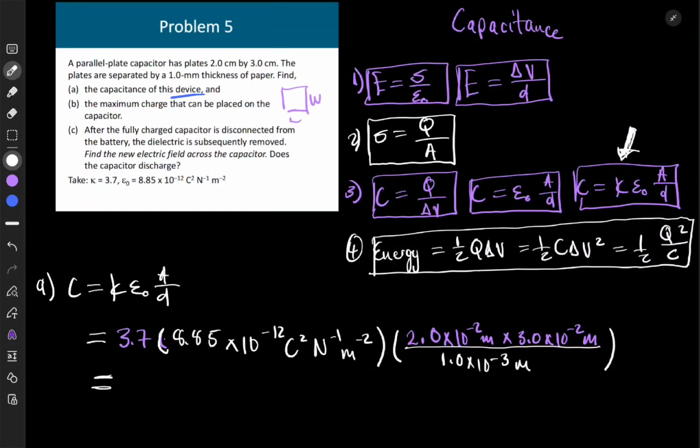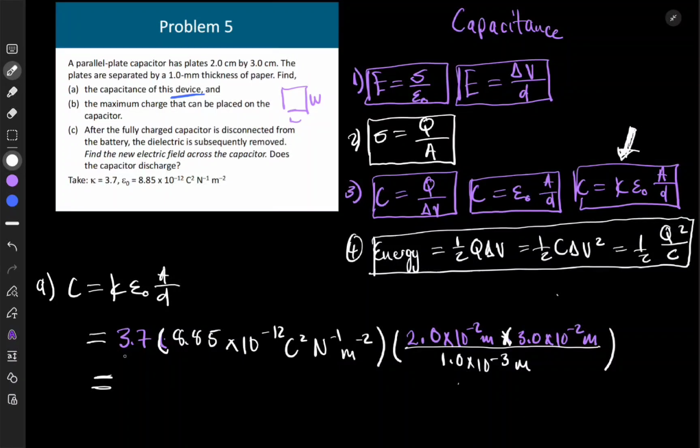Remember to convert to SI units. Once you do it step by step, of course, when you're calculating, you first get the answer for these two. Then you divide by this. So you say 2.0 exp negative 2 times 3.0 exp negative 2, where exp in your calculator is times 10 to the power. You get an answer. You say divided by 1.0 exp negative 3. You get an answer. You say multiplied by 8.85 exp negative 12. You forget the units, you just put the numbers.